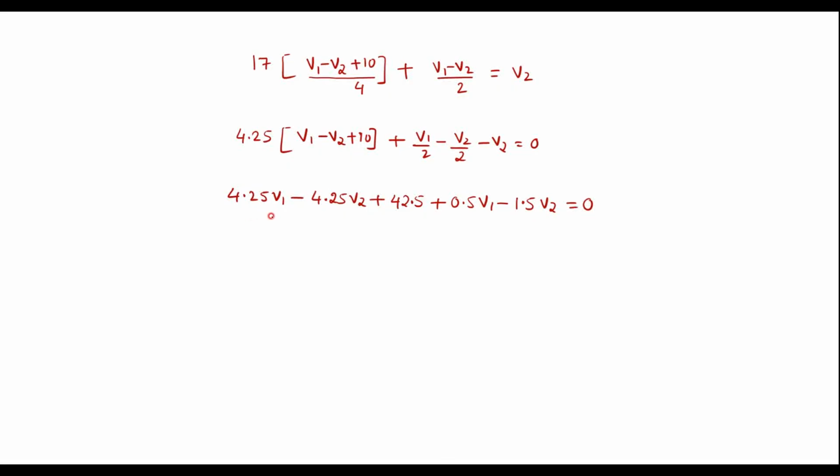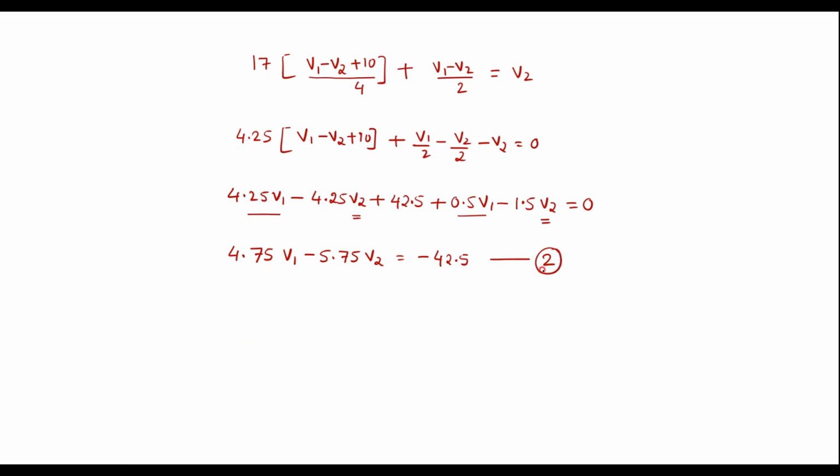Further, I can simplify this as, here we have V1 term, here we have V1 term, that is 4.25 plus 0.5, that is 4.75 V1. So here we have V2 term, here we have V2 term, that is 4.25 plus 1.5, it is 5.75, that is minus 5.75 V2. I'll take this 42.5 on the other side, it will become minus 42.5. Let me call it equation 2.